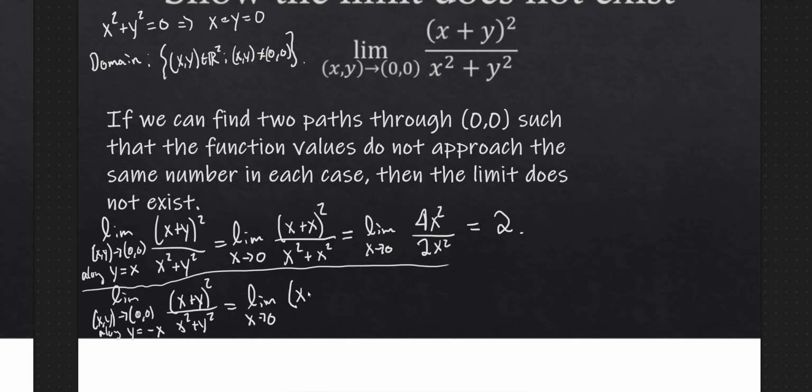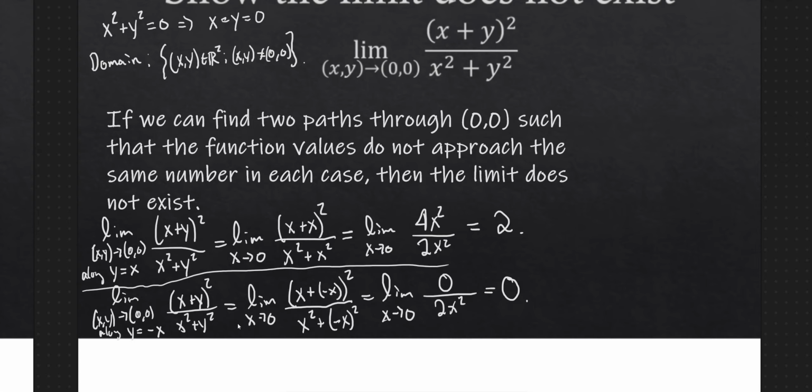Up top here, I'm going to have x plus negative x. That's going to be 0. And then I'll have x squared plus negative x squared. So substituting negative x in for y. All right, well, that's a limit as x goes to 0. Up top, I just get 0 over, here I'll have x squared plus x squared, so 2x squared. Excuse me. And so this is just the 0 function, this just goes to 0.